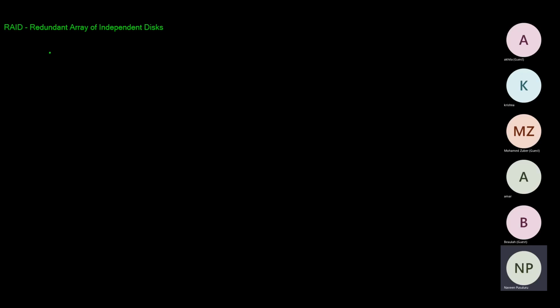Before talking about the RAIDs, we need to know a few things. That is what we call the data writing mechanism: how the data will be written to the disks. We need to know this before proceeding with RAID. Normally, when it comes to storage, we are going to combine physical drives and create a pool.